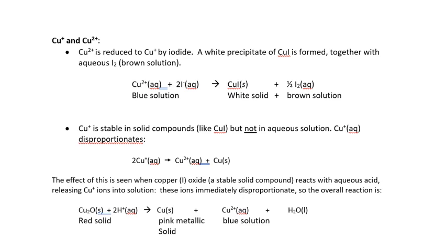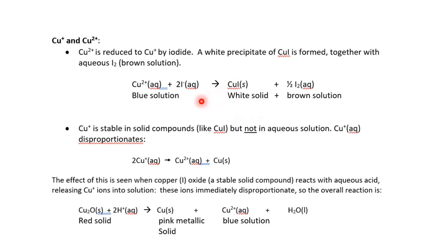With copper, the two common oxidation states of ions are copper 1 plus and copper 2 plus. And you need to know that copper 2 plus can be reduced to copper 1 plus by adding iodide. And in that case, again, what you end up with is a rather complicated mixture, because copper 1 iodide is formed, which is actually a solid. So instead of getting an aqueous copper 1 ion, you get copper 1 in the form of a white solid.